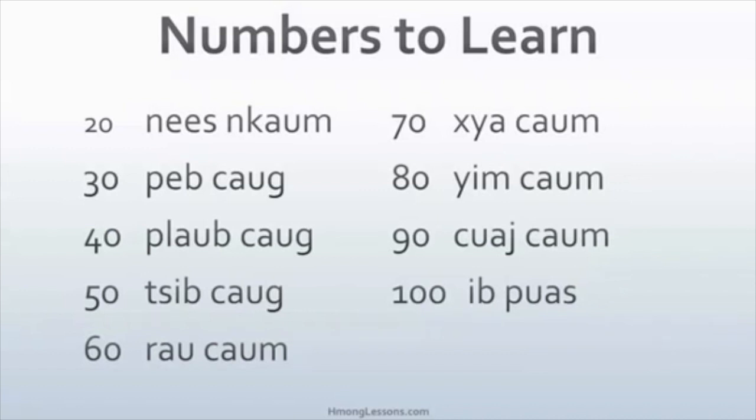Now let's count from 20 to 100 in tens. Remember, 10 is go, okay? 20, neng go. 30, Bé chào. 40, Plau chào. 50, Chi chào.